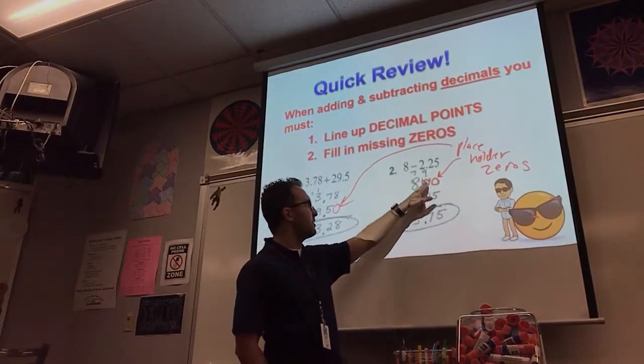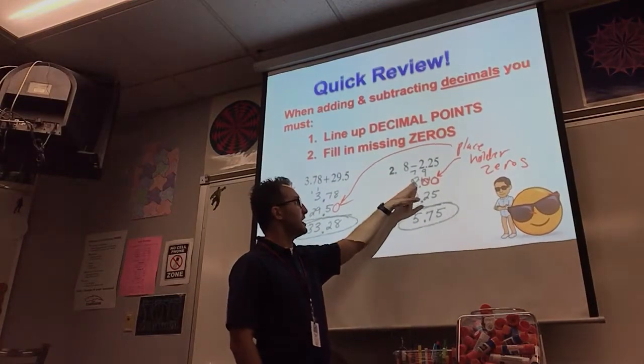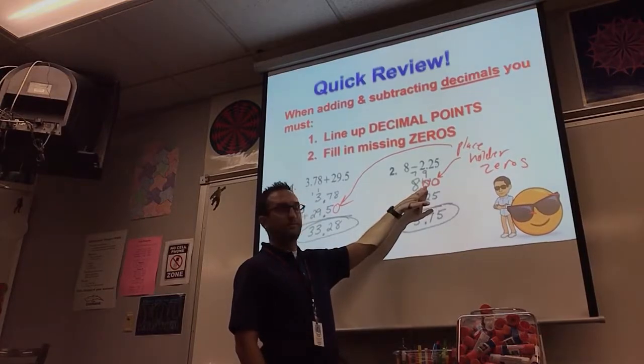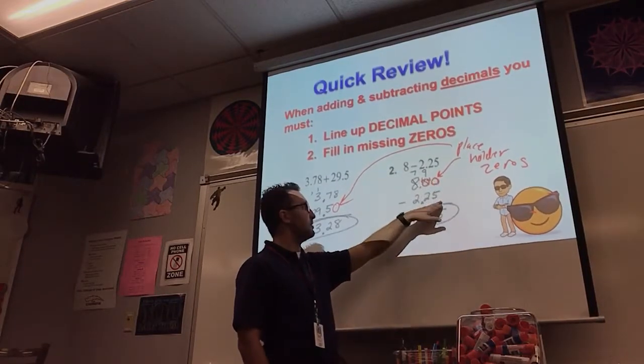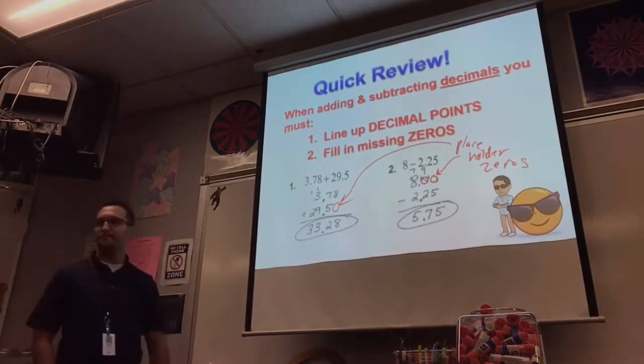Where's that 10 come from? Well, we have to borrow from here. Well, we can't do that, so we have to borrow from the next one. Or excuse me, 8 becomes 7. This becomes 10. Still need to borrow, so 10 becomes 9, and this becomes 10. 10 minus 5, 9 minus 2, and 7 minus 2. Questions on that?